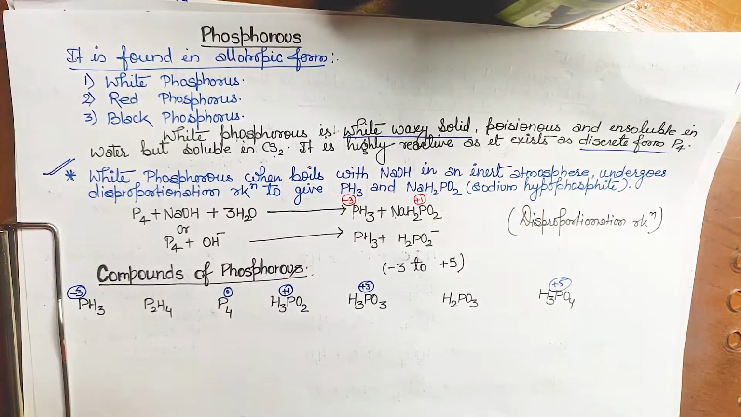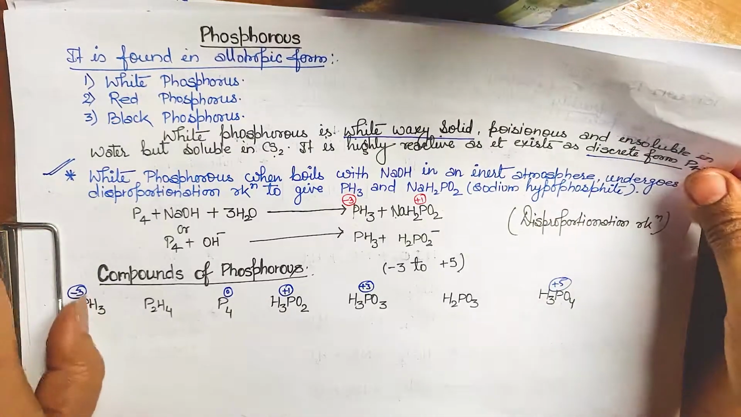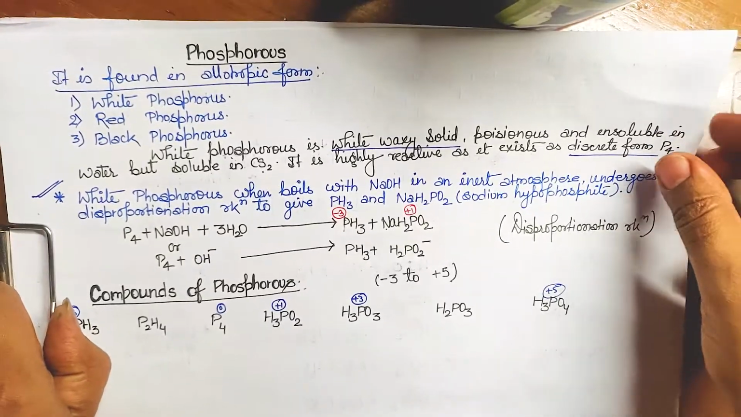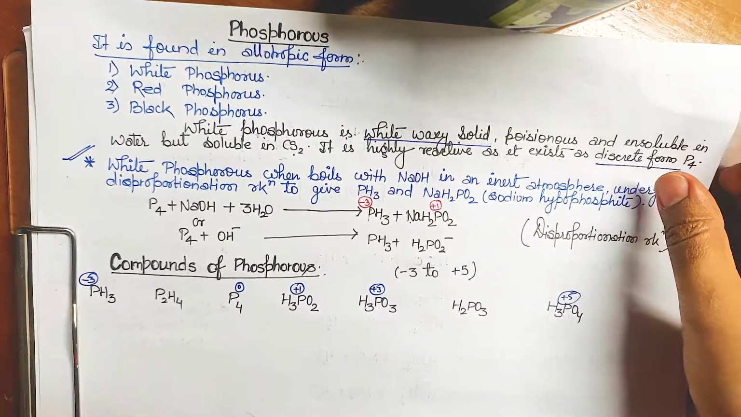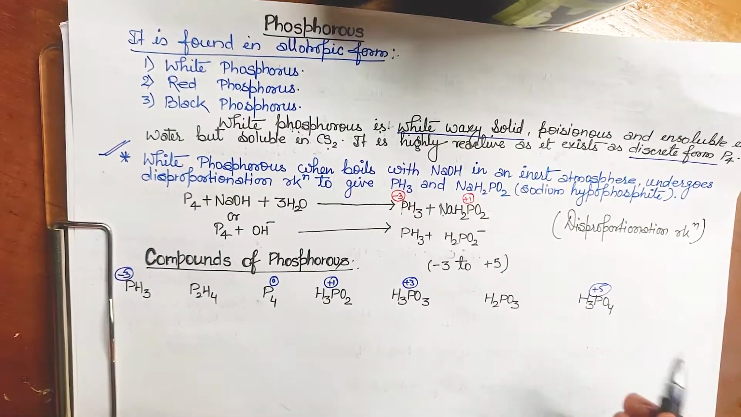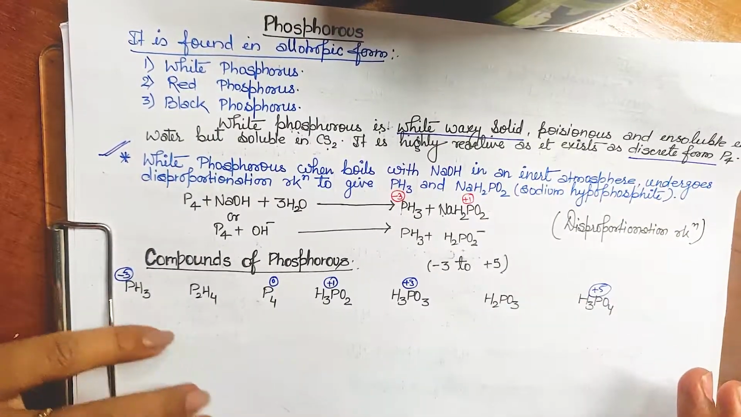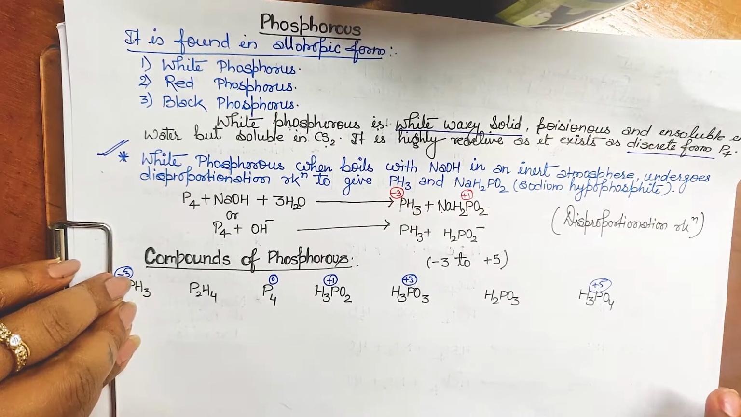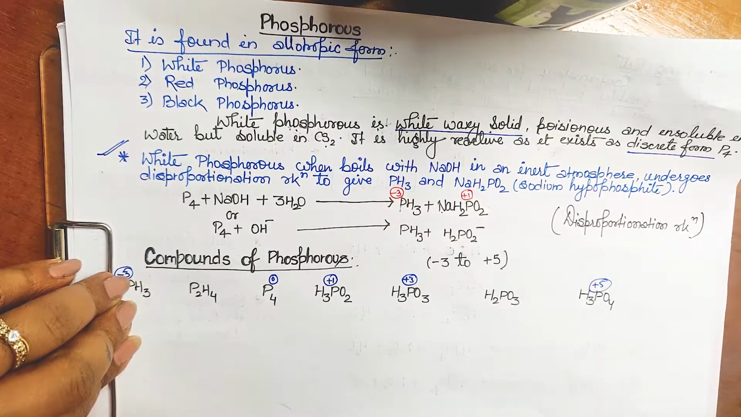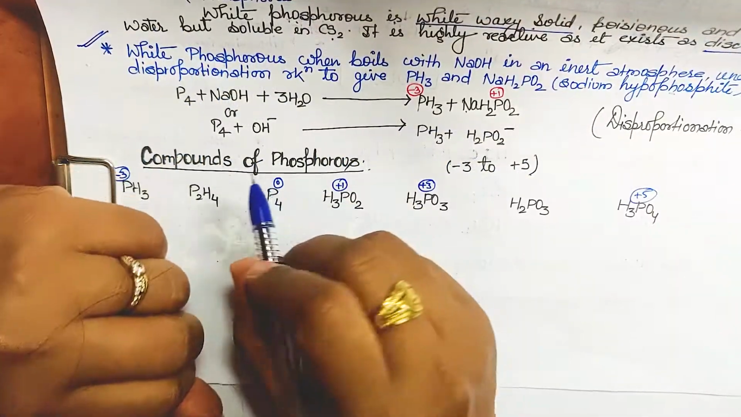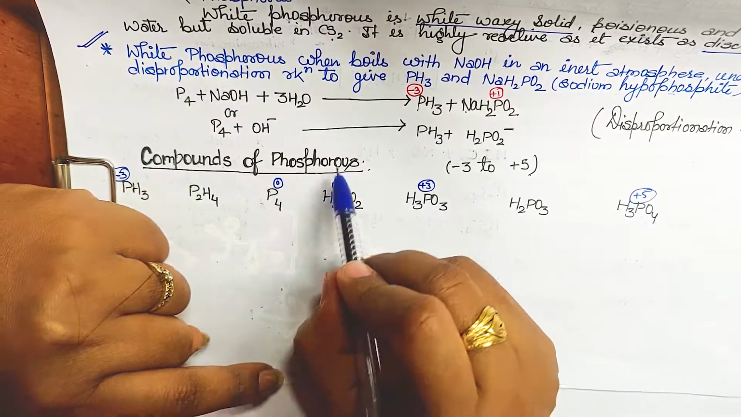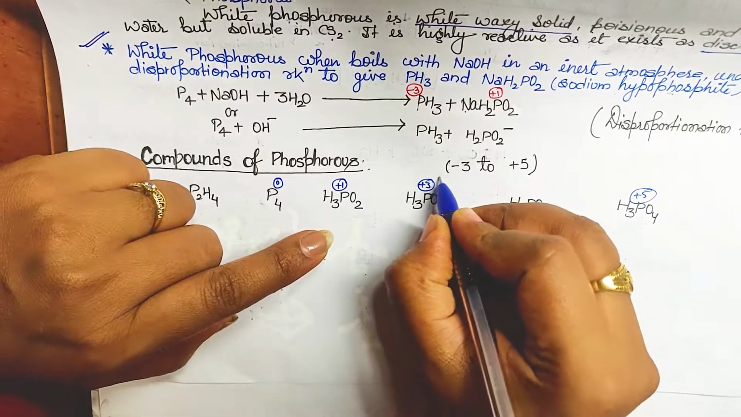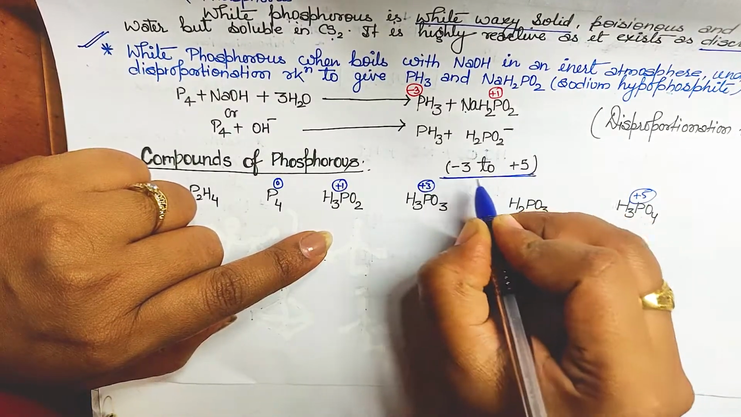Now let's do the compounds of phosphorus. For nitrogen, we have seen that it was unable to show the +5 state, isn't it? But here phosphorus can show +5 because it is pentavalent and it has d orbitals. So now we are going to start with the compounds of phosphorus, and the oxidation range will be -3 to +5.